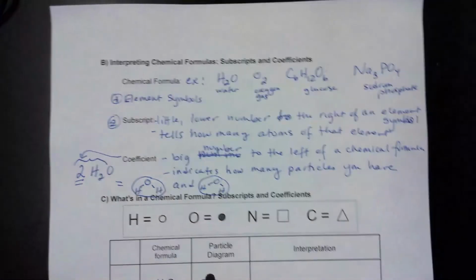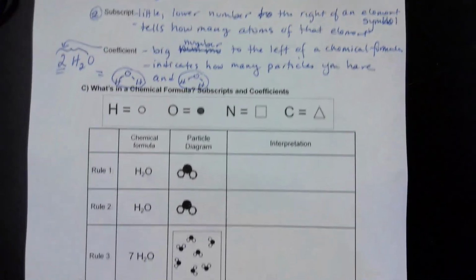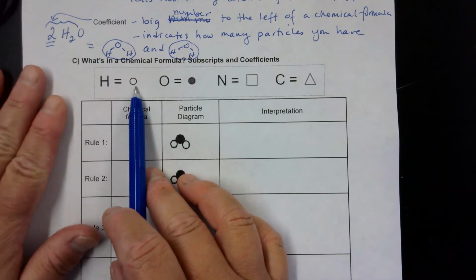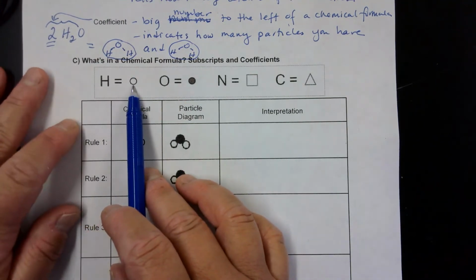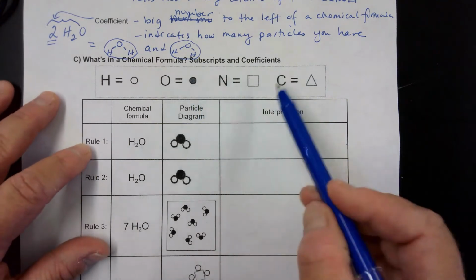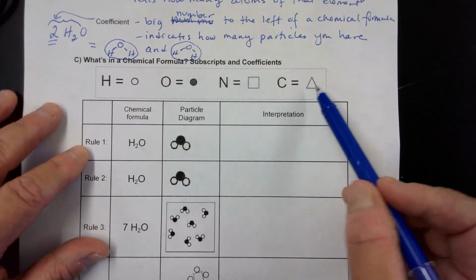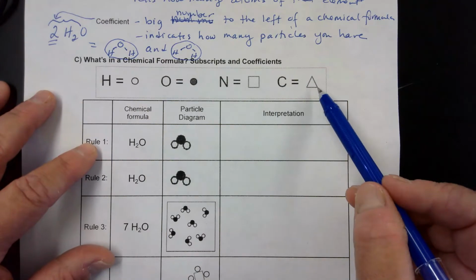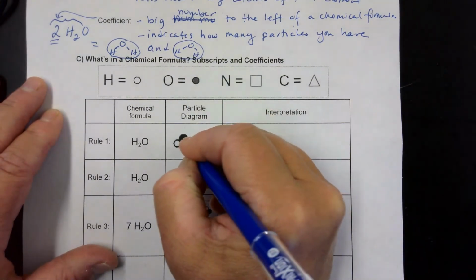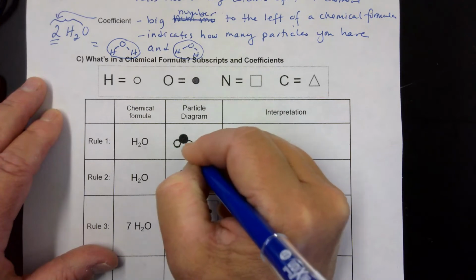So let's try to apply this. That's what this next chart is going to do, recognizing that we have a key here. Hydrogens are going to be little open circles, oxygens are going to be colored in circles, nitrogens are squares, and carbons are triangles. So here, if we have H2O, this is our oxygen, these are our 2 hydrogens.